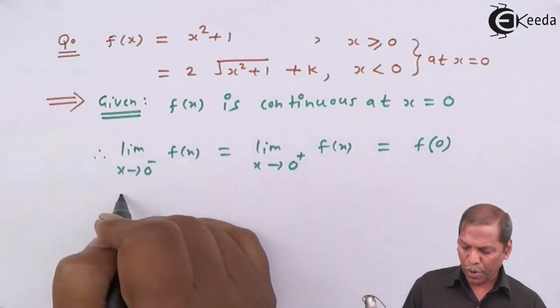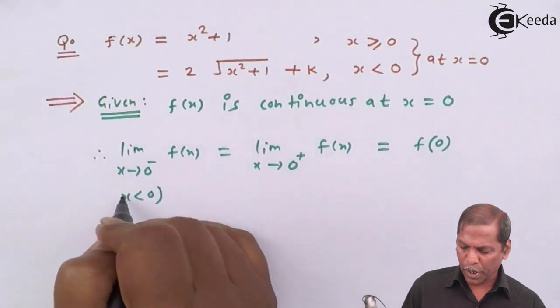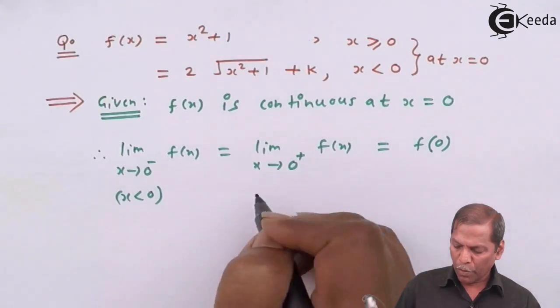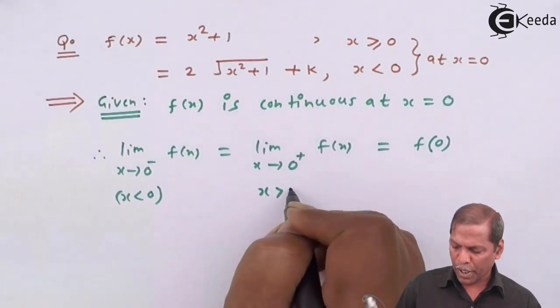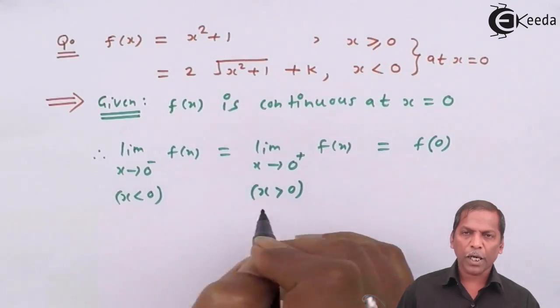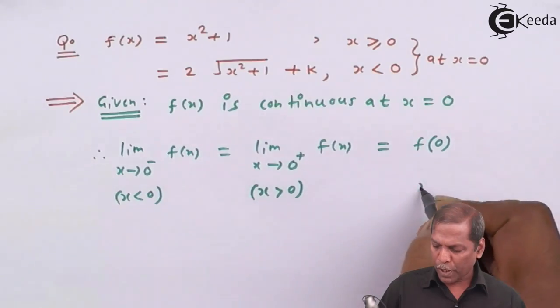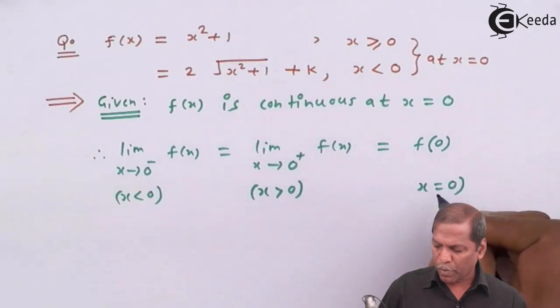Now 0 minus means x less than 0, that is called the left hand limit. 0 plus means x greater than 0, that is called the right hand limit. And f of 0 means x equal to 0.